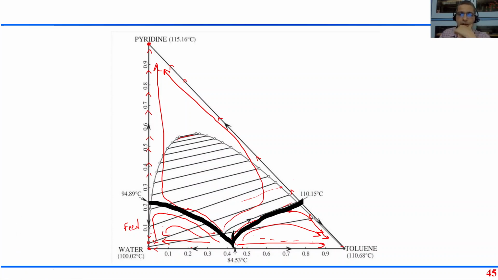So now if I add toluene to this feed, the mixture composition would be somewhere along the line joining the feed and the pure toluene. Let's say I end up here. Now if I do distillation, look at the residue curves. Residue curves are pointing towards the pyridine, which means I will get pyridine at the bottom. At the top, after condensation, I would get essentially an azeotropic mixture of water and toluene.